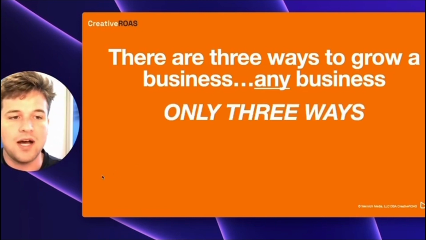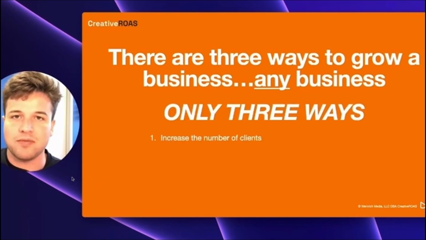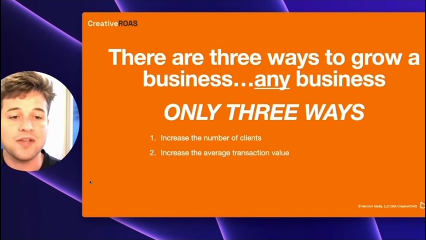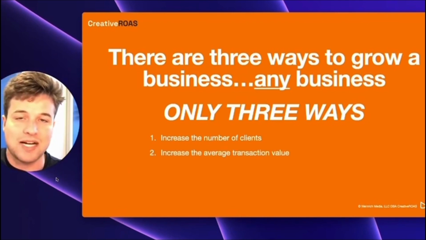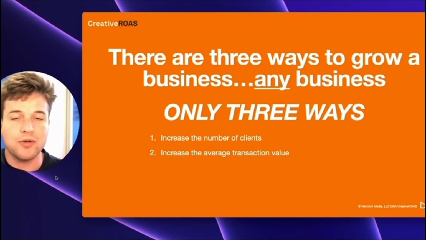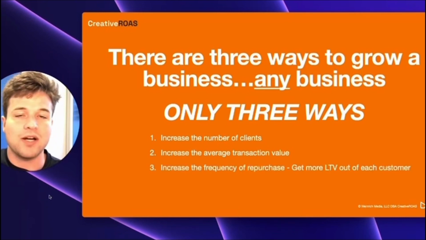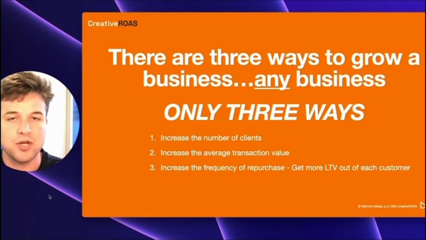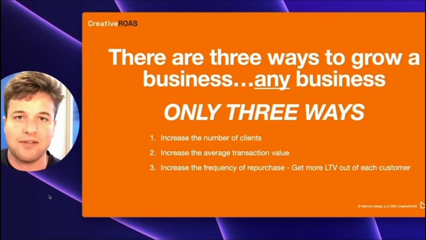All right. The first way is to increase the number of clients on the front end. Okay, this is all your initial advertising. This is what a lot of people think of when it comes to scale, right? Getting new clients, new customers in the door. The second way is to increase the average transaction value or your average order value. If you are in the e-com game, you kind of know what that is about. And then the final one is increase the frequency of repurchase. So increase how many times somebody purchases with you after they become a client, okay, after they become a customer. All right, those are the only three ways.